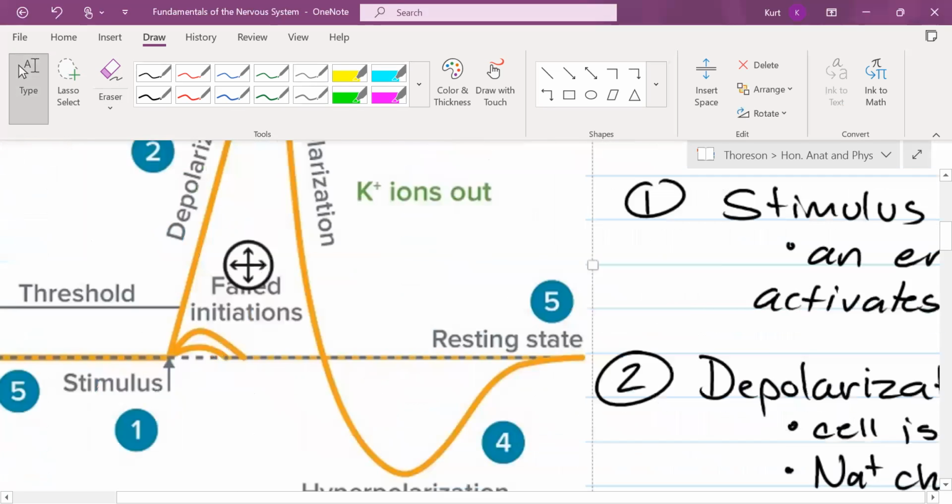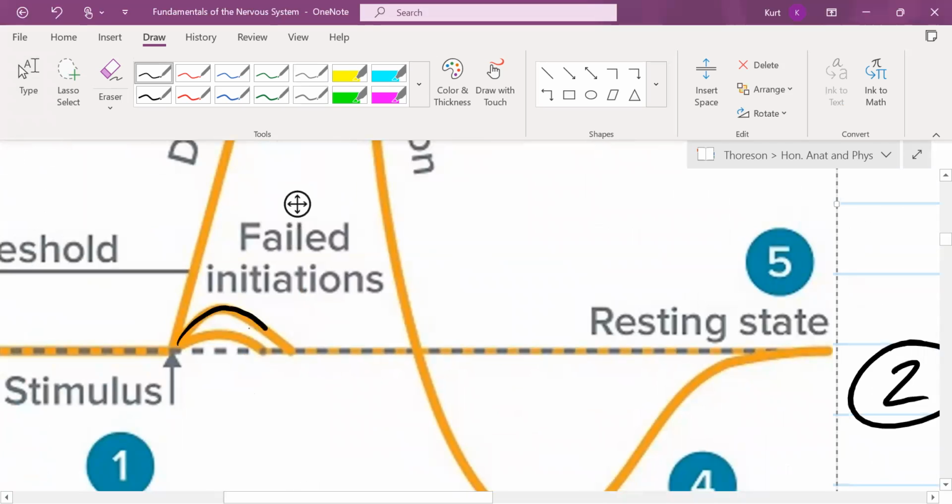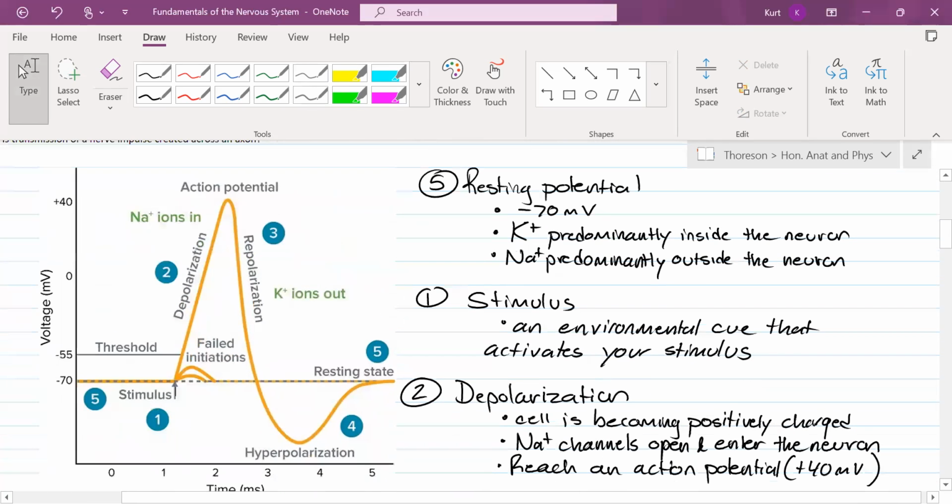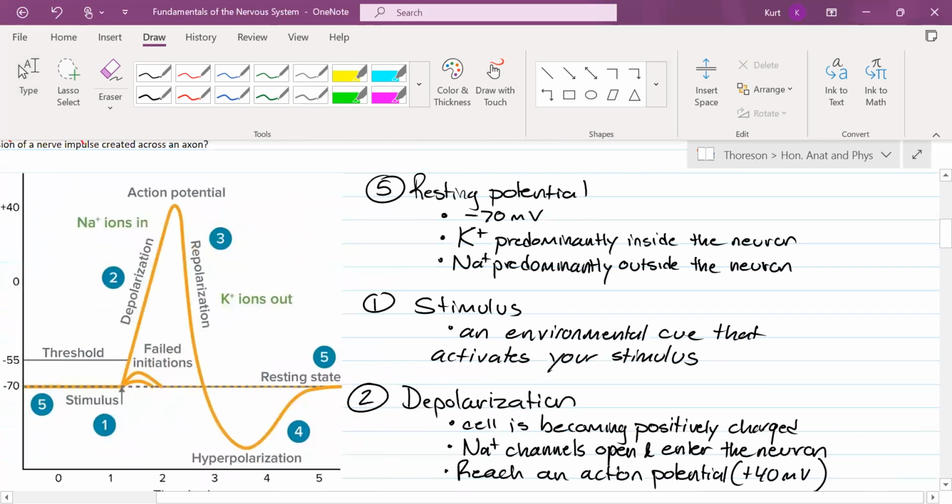But look at these failed attempts right here. Did these failed attempts cross the threshold? They did not. So they were not committed. As Sebastian said, once you cross that threshold, you must go the whole way. It is the point of no return. You've got to go through with it.